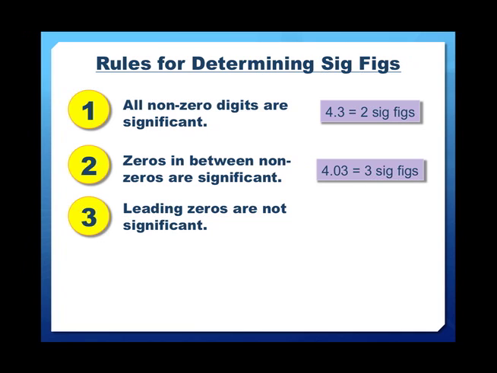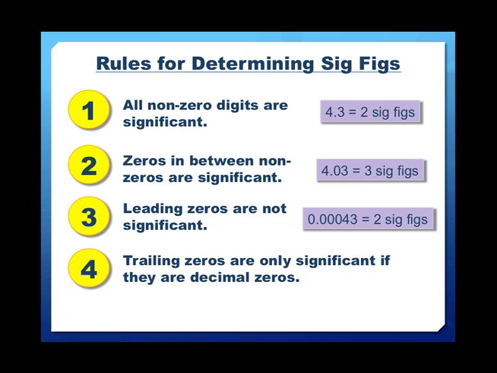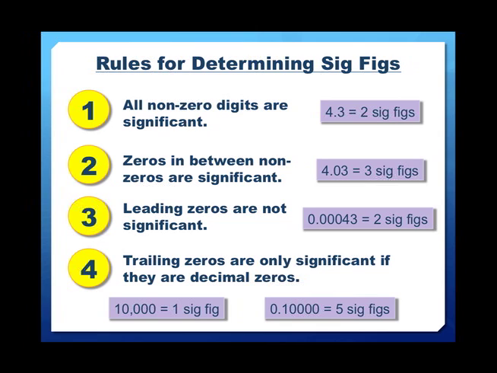3. Leading zeros, the ones that come before the first non-zero digit, are not significant. So 0.00043 has only two significant figures. And 4. Trailing zeros, the ones after the last non-zero digit, are only significant if they are decimal zeros. So 10,000 has just one significant figure. But if we put all of those numbers after the decimal place, it will now have 5 because all those trailing zeros are now decimal zeros.